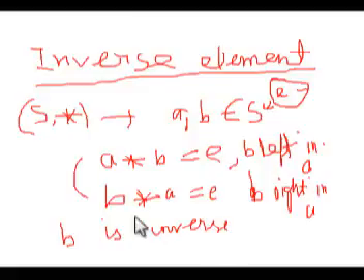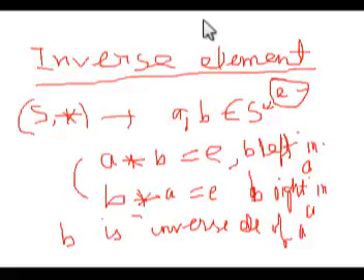So now we will take an example. We have already seen that the set of natural numbers with the binary operation addition does not have any identity element.